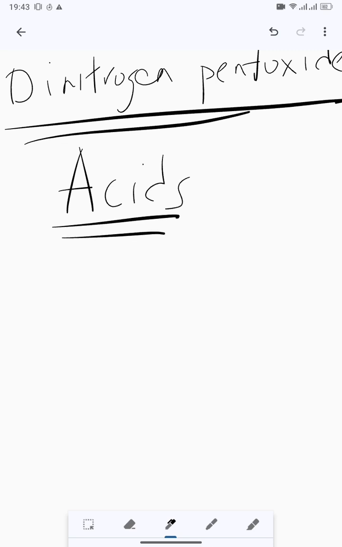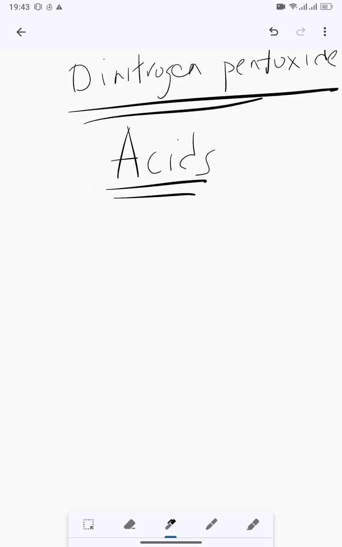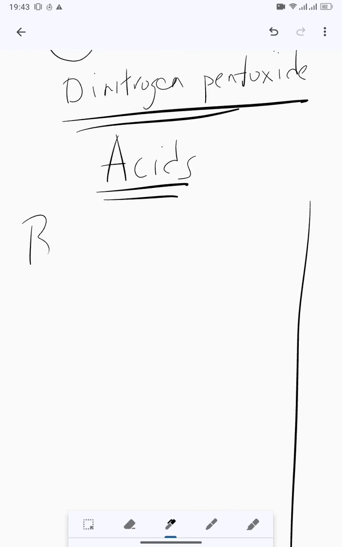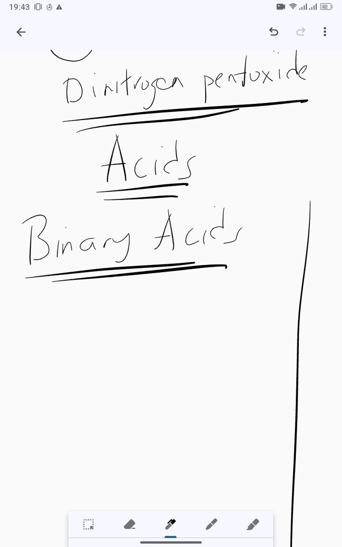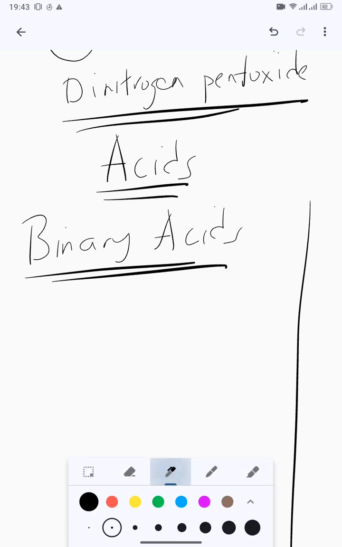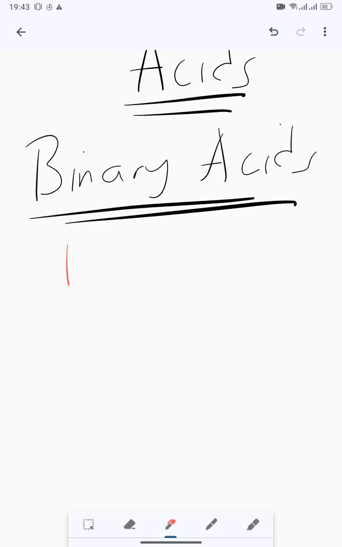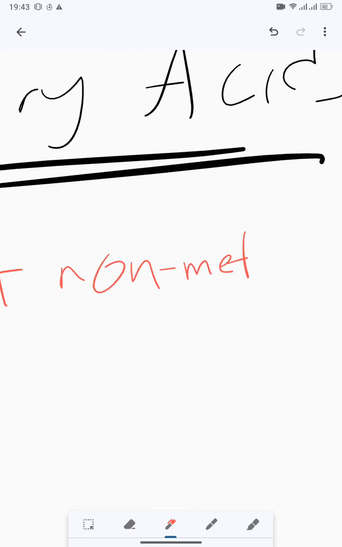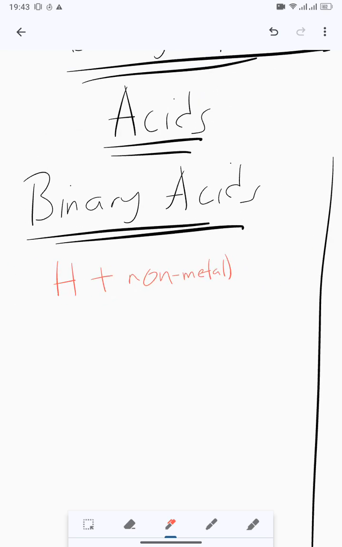Now acids. For acids we have something we call binary acids. And how will you know this is a binary acid? A binary acid is simply an acid that is H plus a non-metal. So how will you name a binary acid?